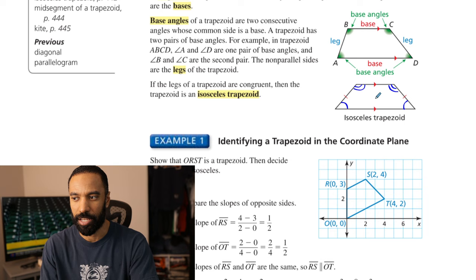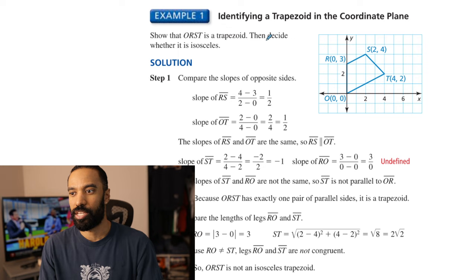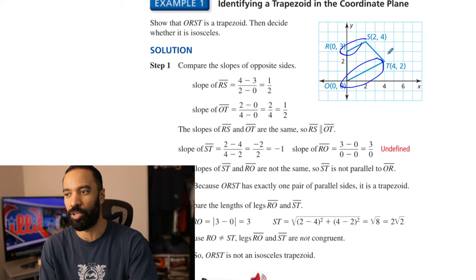All right, let's see what we're going to do. Stuff with graphs, identifying a trapezoid in the coordinate plane. Show that ORST is a trapezoid, then decide whether it is isosceles. They're doing two different things. They do go by the slopes of RS and OT. I think it helps by looking at the diagram to see which ones you want to likely compare.